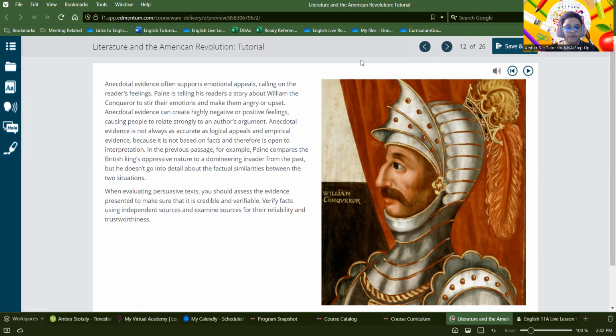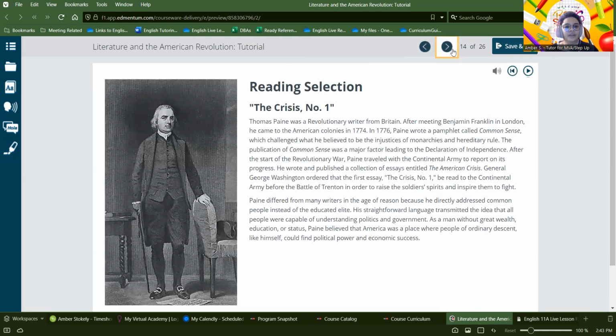All righty, moving on to slide 14. So I've mentioned this before. We're not going over the reading selection. There's a separate video for that. But we are going to go over information about Thomas Paine because he is the person who wrote the reading selection for this lesson, which is The Crisis number 1.